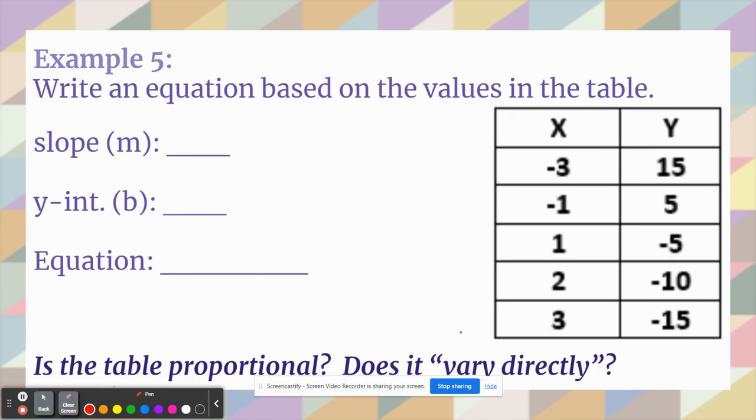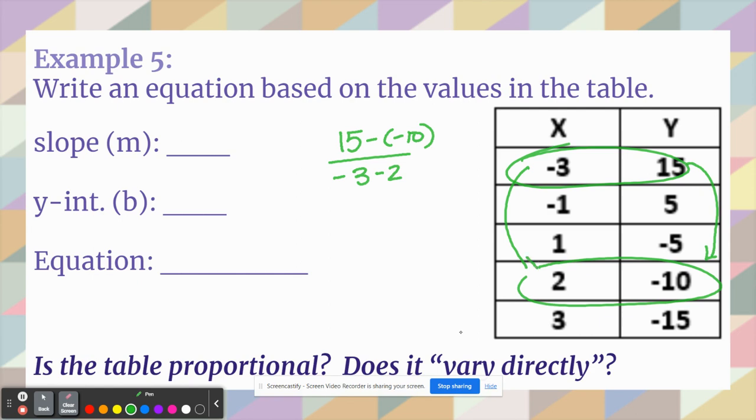Okay, let's try another one. Pick some ordered pairs. Maybe I want to pick, let's say, the first one, and let's do the fourth one. So I'm going to do 15 minus -10 over -3 minus 2. So I'm just showing you can do it in any order as long as you're going from one to the bottom. So you can't do top to bottom, bottom to top. So that becomes a plus. So 15 plus 10 is 25. And that makes -5. So our slope is -5 as it's simplified.